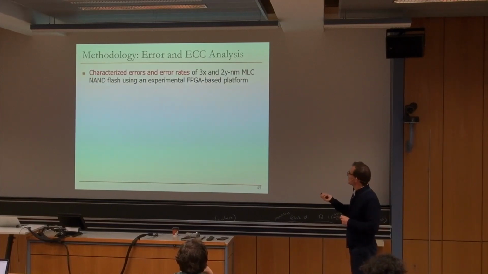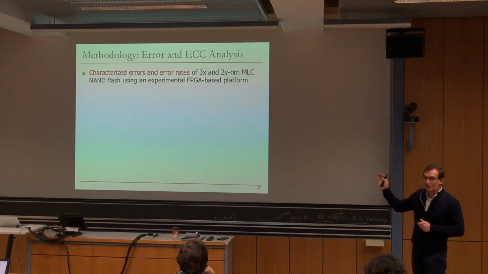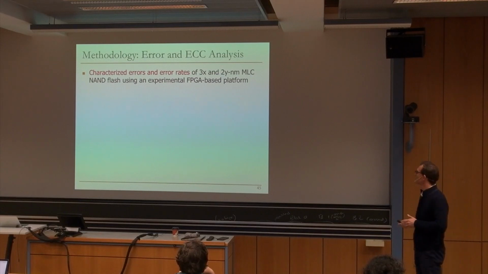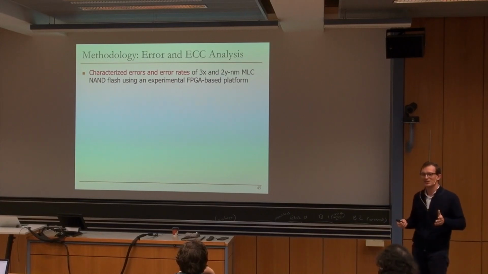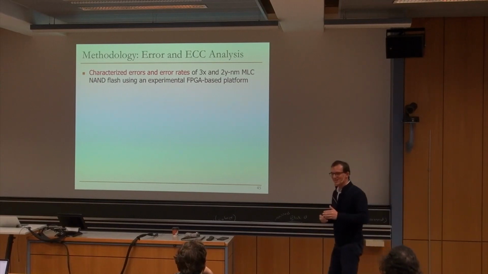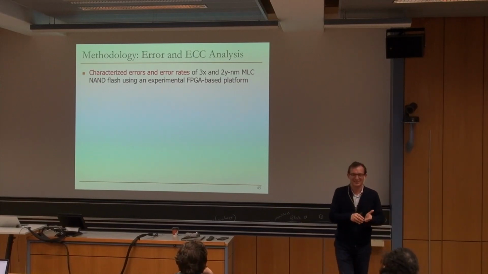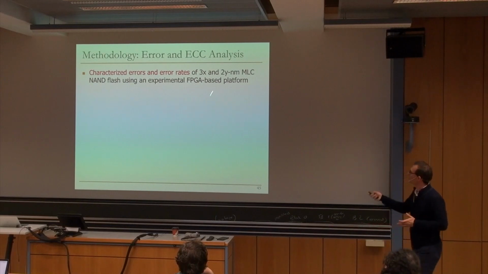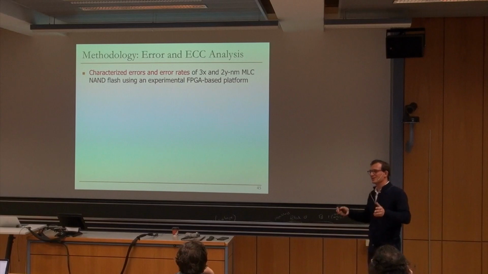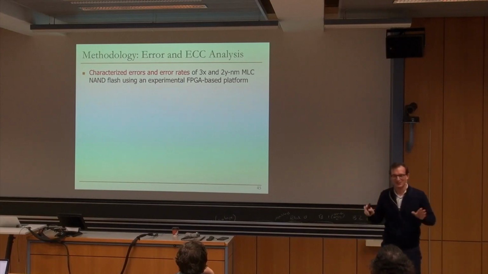So what we've done initially was, at that time, this is 2011, actually 2010 or so, we characterized error rates of 3x and 2y nanometer MLC NAND flash. I always forget, is 3x 30 to 35 or 35 to 39? 30 to 39. Okay, that's better, yeah. So x is the lower one, y is the higher one. So 2y is 25 to 29, let's say nanometers. They don't want to tell the exact technology level, that's why we keep it this way.